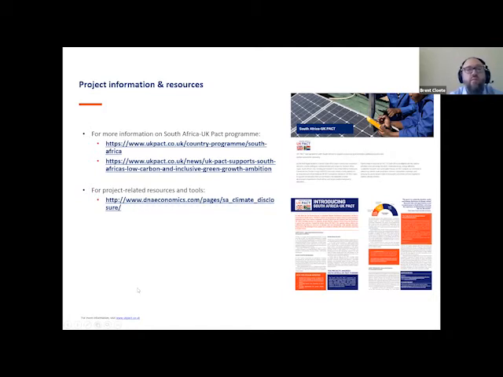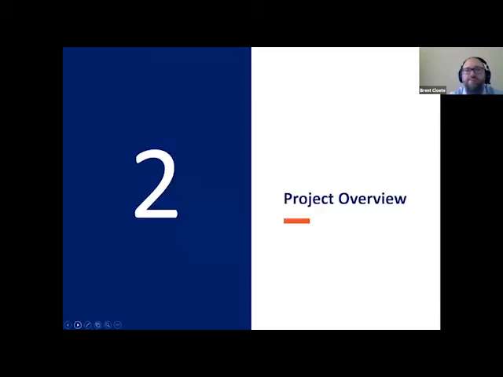So we would like to acknowledge our funder. We're very excited to be part of this multi-country program, and we're hoping that this can really support South Africa's transition to a low carbon economy.